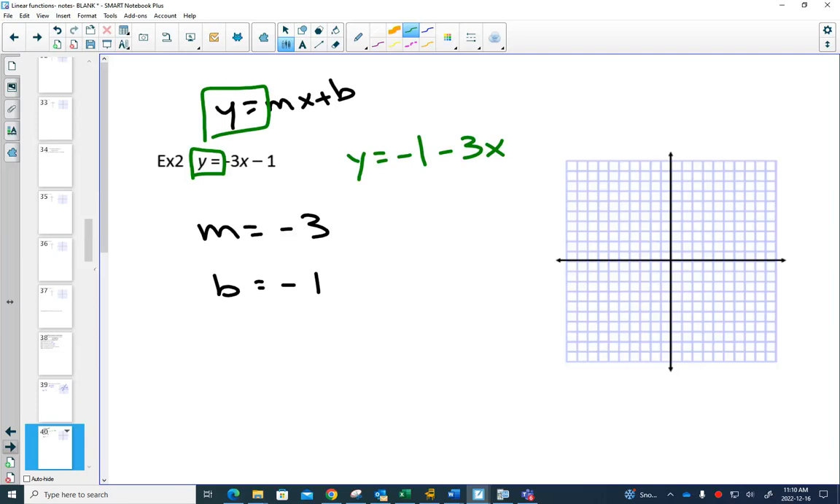So the b value is -1. That's your y-intercept. It's going to cross your y-axis. So (0, -1). Slope is -3. You could write that as a fraction as -3 over 1 or 3 over -1. Again, this is your rise, this is your run. So -3 would mean go down 3, positive 1, 1 to the right. Down 3 over 1, down 3 over 1.